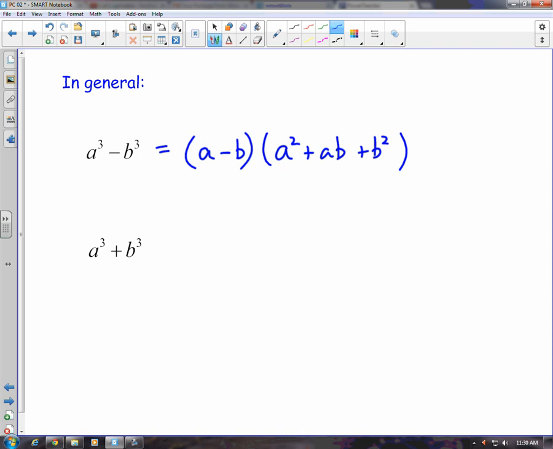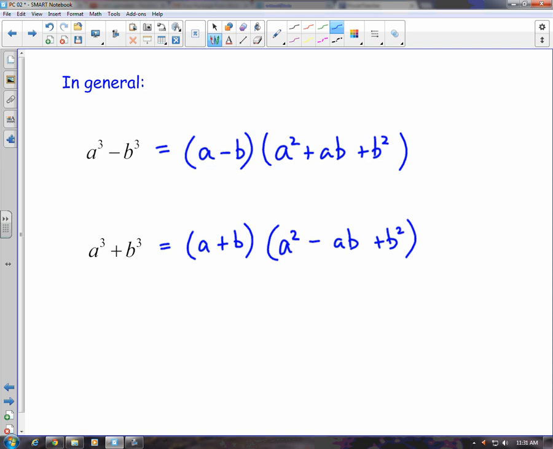Right? So if you look at the x cubed minus 64, you see x minus 4, and then you see x squared plus 4x plus 16. Right? And then a cubed plus b cubed, same sort of thing. You get the binomial that has the cube roots with the same sign. And then you get the squares. So a squared at the front, b squared at the back. And then you get ab in the middle with the opposite sign.